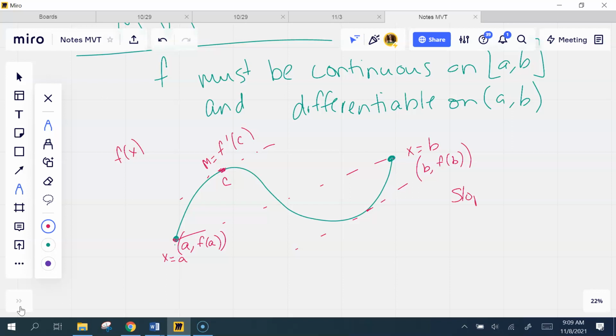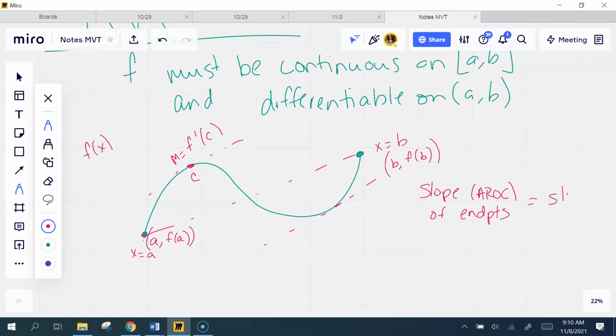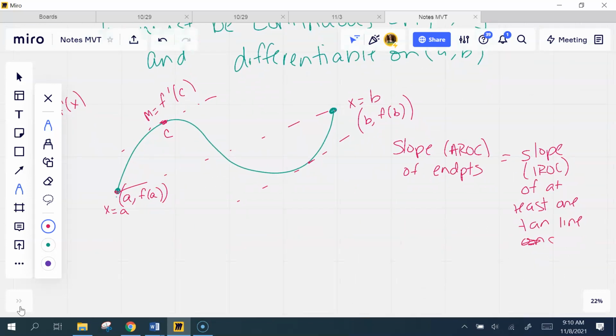So slope: AROC of endpoints equals the slope, IROC, of at least one tan line. I'm going to say somewhere. The question might be, where is that? It could be, yes. Okay, so there it is in words.